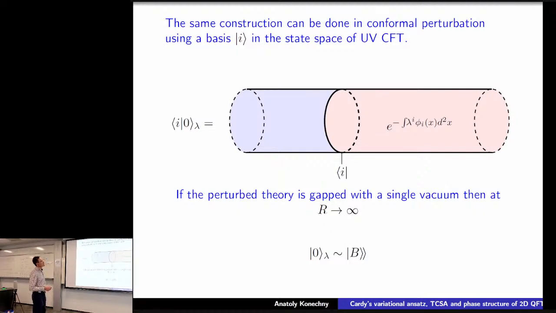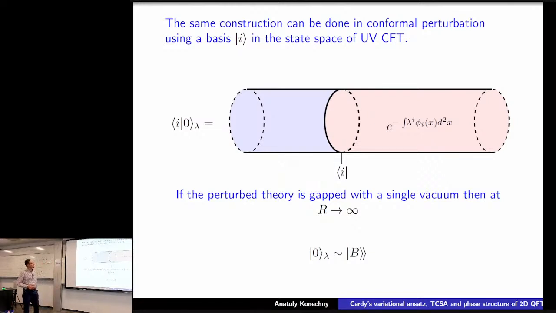So then, instead of that functional integral, I just insert my local operators, and instead of the Dirichlet boundary condition, I just choose the unperturbed theory state. So this correlation function now will give me the overlap of the perturbed theory vacuum with the chosen unperturbed theory state.